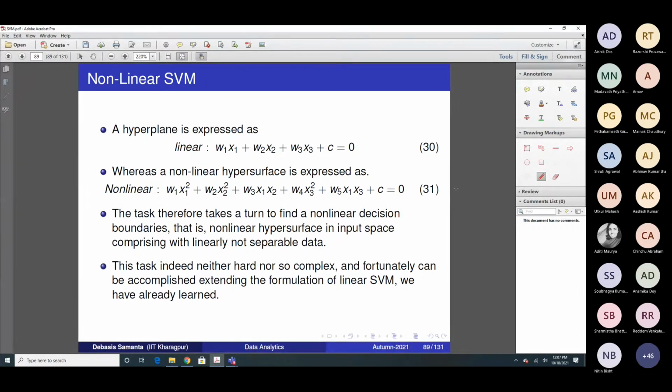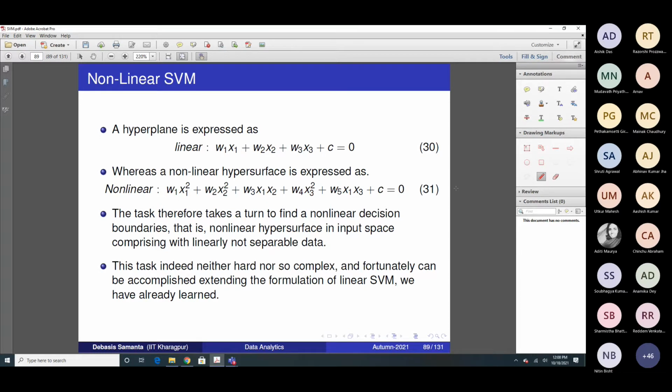But here, in addition to monomials, there are a few binomial terms like x1 x2, x1 x3. There may be trinomial terms also, x1 x2 x3, and then many more. So as far as the nonlinear form is concerned, it is really very complex. Now, these are the two forms, right? Equation 30 is a good example of a linear form, and it looks like a linear hyperplane. Similarly, equation 31 may be some nonlinear hyperplane equation.